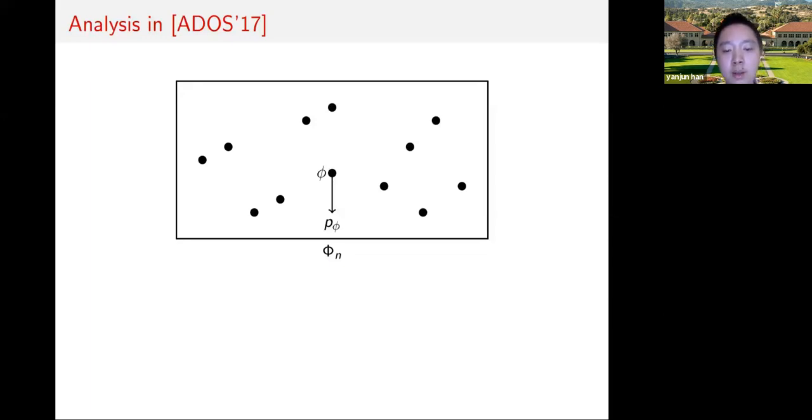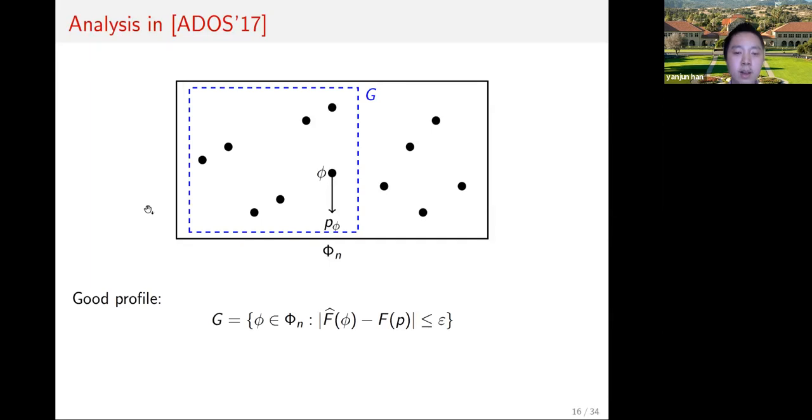Each black dot represents one profile, and recall that one profile will also give rise to another, the PML distribution associated with that profile. Let phi n be the set of all such profiles. The main idea here is that we first define a set of good profiles under each P. Basically, under the true distribution P, we define the good profiles to be the set of profiles such that the given estimator is epsilon close to the truth.